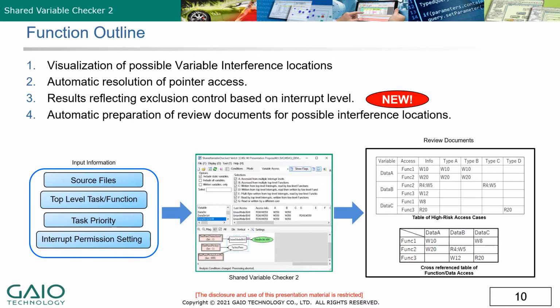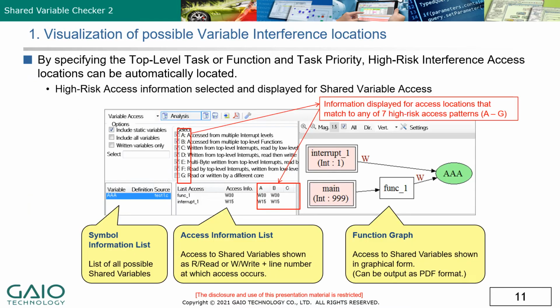We're going to take a closer look at 4 functions of Shared Variable Checker2. The visual representation of possible interference locations, the automatic resolution of pointer access, the consideration of interrupt level in exclusion control decisions, and the automatic preparation of review documents.